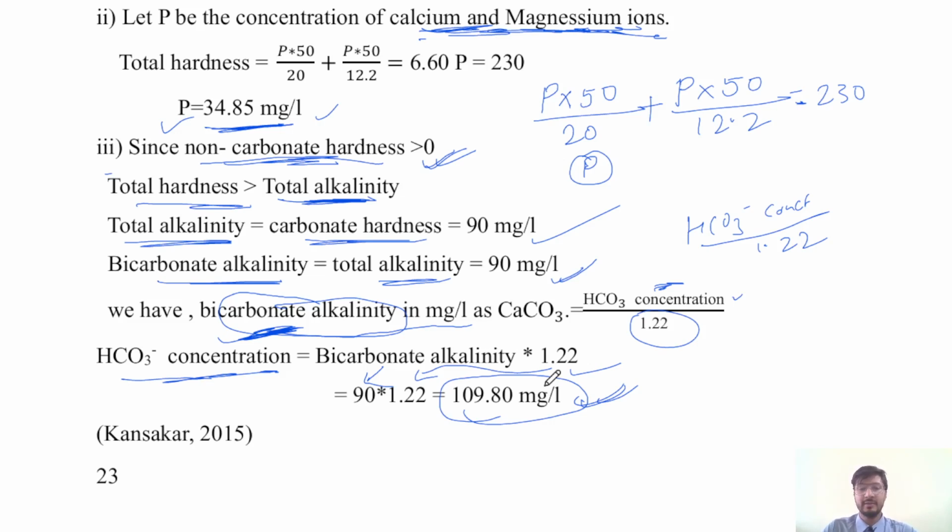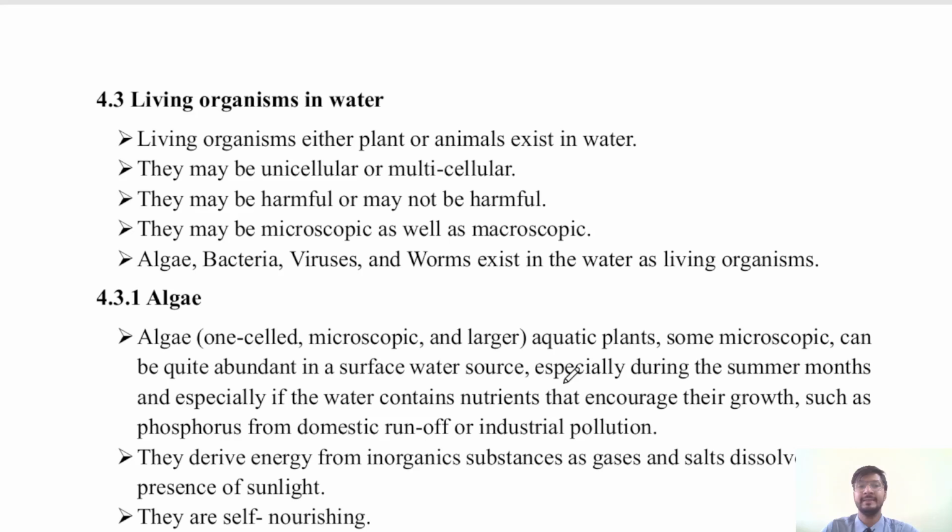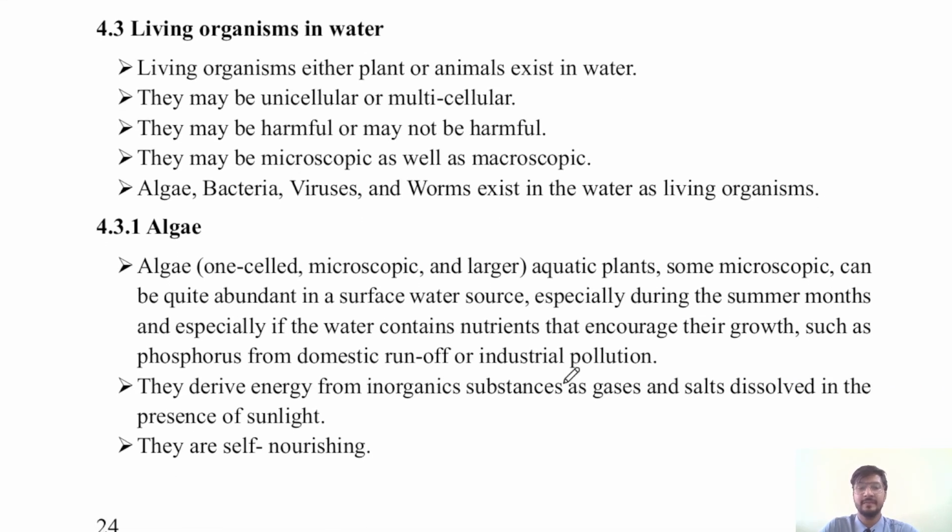These examples illustrate how chemical equivalence and proportionality help in determining hidden concentrations from just a few test values, a skill crucial in water quality labs and treatment plant designs. So next we will move to the biological aspect of water quality, that is living organisms in water and their effects.